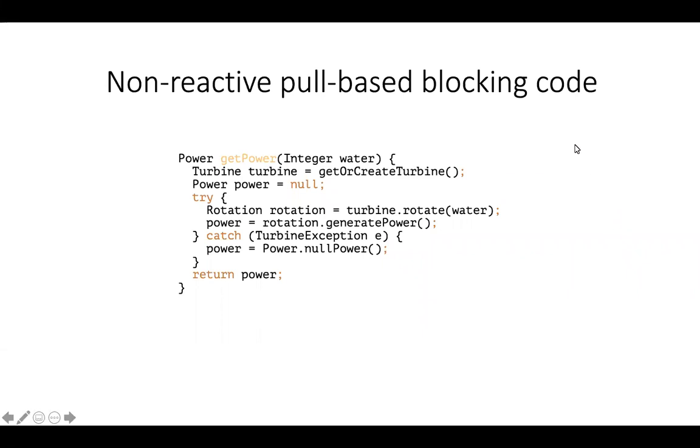It's 30 pages or so. So you can see that we are creating a turbine, then we are calling a method on it. We are going to generate some power, and then we are going to return that power. And you will be seeing these terms like non-reactive, pull-based, blocking. So I will be explaining the meaning of these things. Pull, what is pull, and what exactly is blocking, what is not blocking.